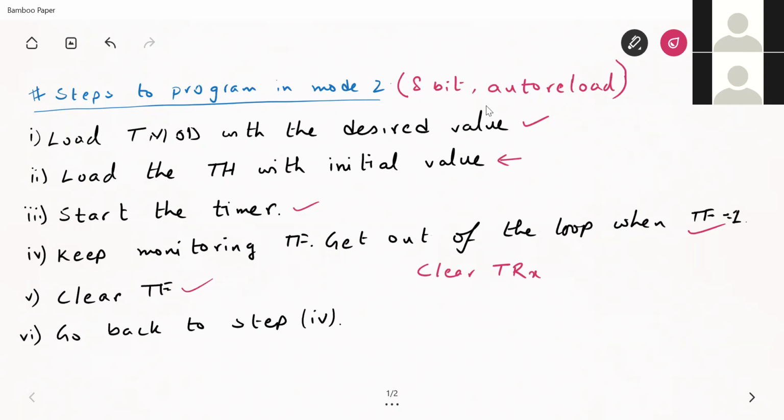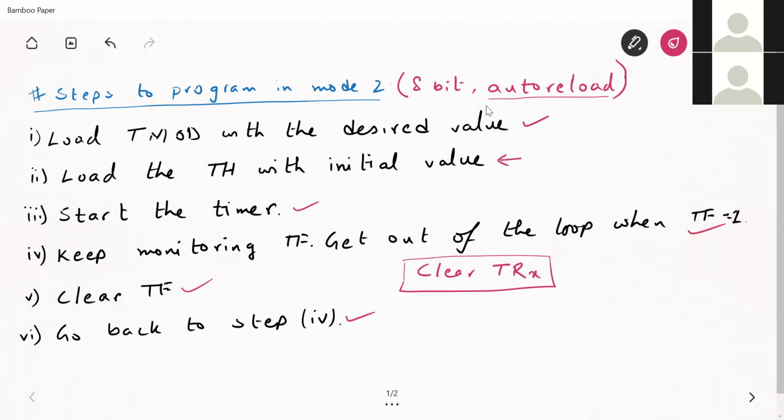But in mode 2, we are actually not stopping the timer, which does not mean you cannot stop. Definitely you can stop. But now the name auto reload comes into play. This is the main advantage, I mean, the main use of mode 2. We normally use mode 2 where we don't need to stop the timer. The timer keeps on running. So that's why this instruction is absent in this mode. Of course, if at any time you want to stop the timer, you can use clear TRx. Then we go back to step 4.